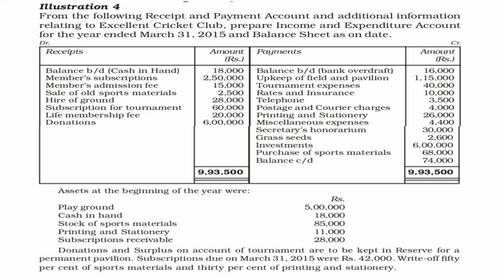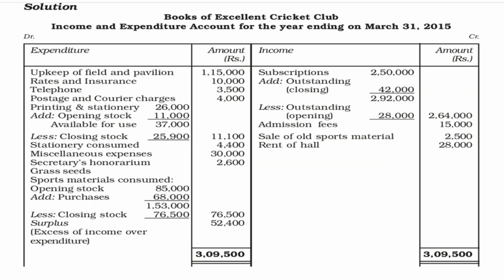Now in the last paragraph, subscriptions due on March 31st 2015, rupees 42,000 is given. That is the subscriptions due to receive, or receivable, of the current year, and as the same is of the current year itself, it is to be included in the accounts of the current year, and for including the same it is to be added to rupees 2,50,000. Therefore, on the income side of the income and expenditure account, in the inner column: subscriptions rupees 2,50,000, less subscriptions receivable at the beginning rupees 28,000, add subscriptions due at the end rupees 42,000, and the resulting figure rupees 2,64,000 is taken in the outer column.